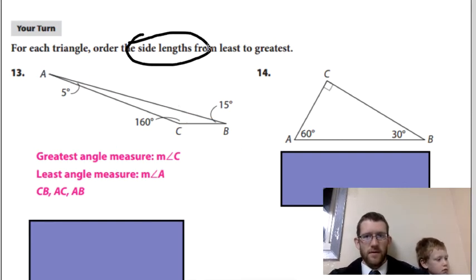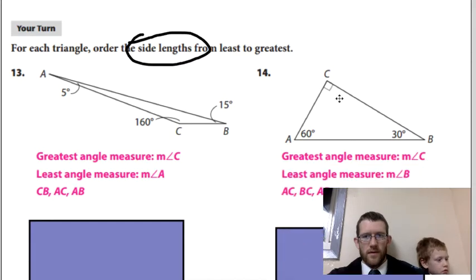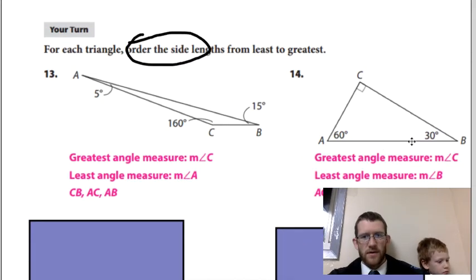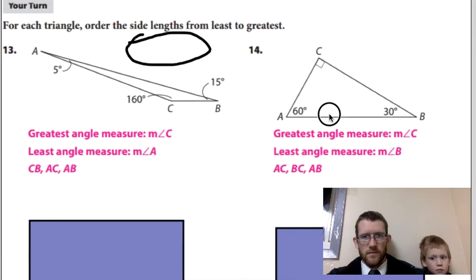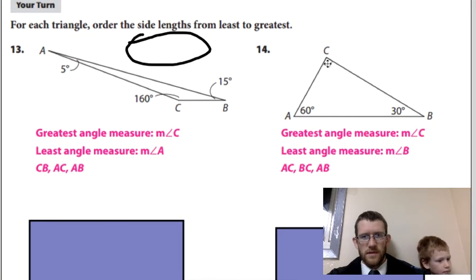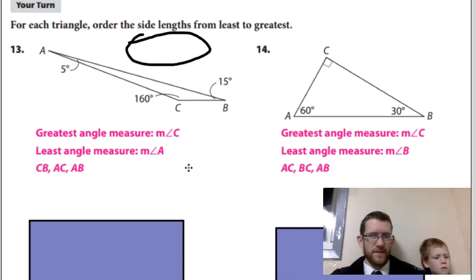Same deal over here. We know that the biggest angle is C, so the hypotenuse here is the largest, and then this side is the next largest, and then finally AC at the end. Least to greatest. Oh, I got that backwards. Yeah, least to greatest. So AC is smallest, CB is next largest, and AB is the greatest. Cool. So we're on the same page.